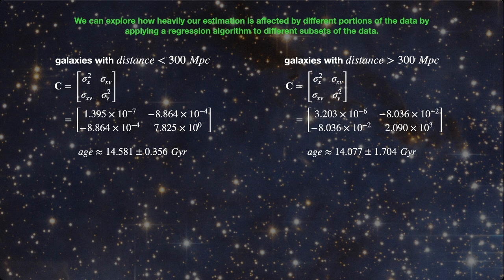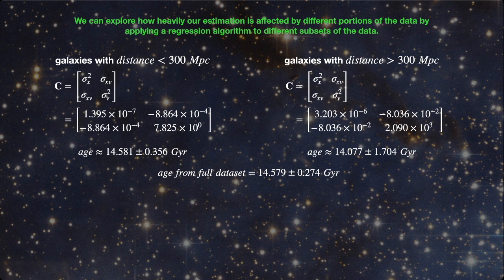We could compare both of these approximations to the original approximation we got using the entire data set, and we could see something that might make a bit of sense. That original approximation is almost identical to the approximation you get from just using the closer galaxies, and it varies wildly from the approximation you get from the farther away galaxies. So this shows that the closer galaxies actually have a much higher weight on our true approximation with the entire data set, and that comes down solely to the fact that their variances are much lower.